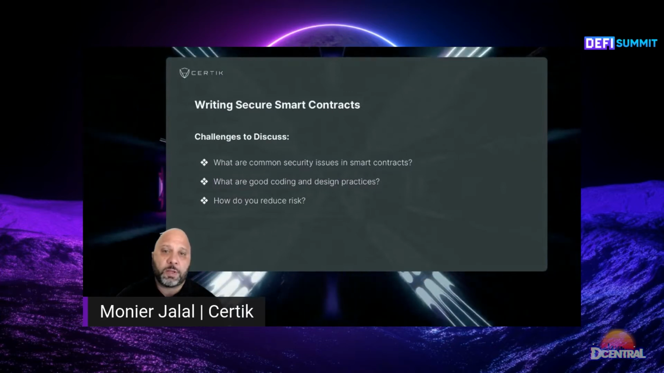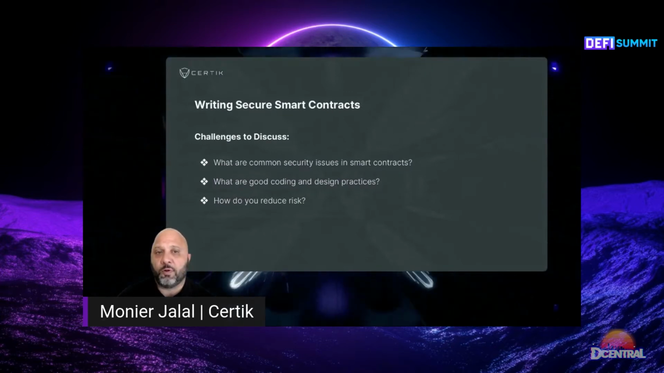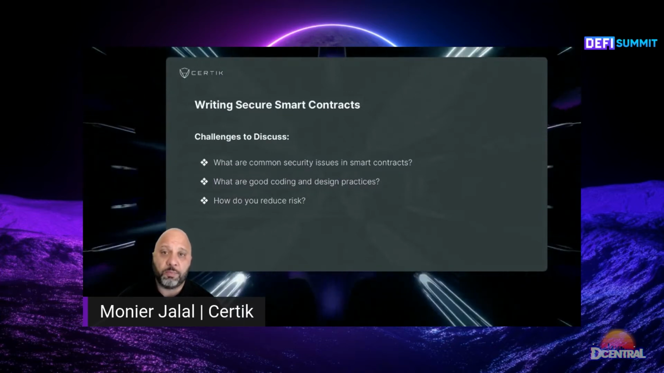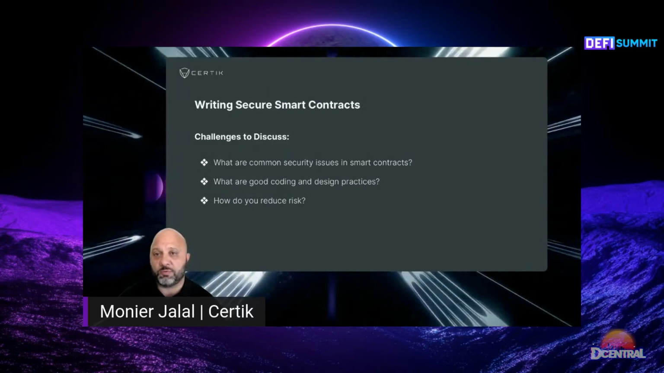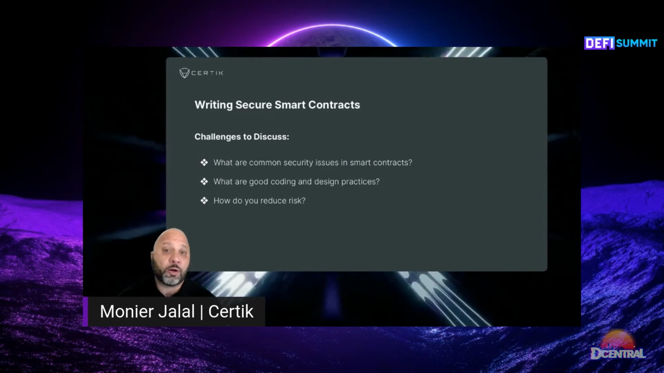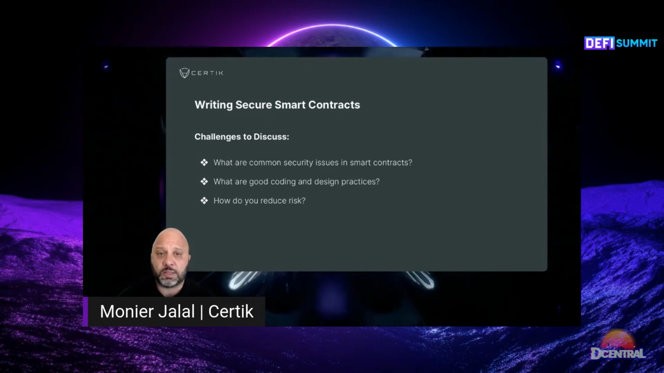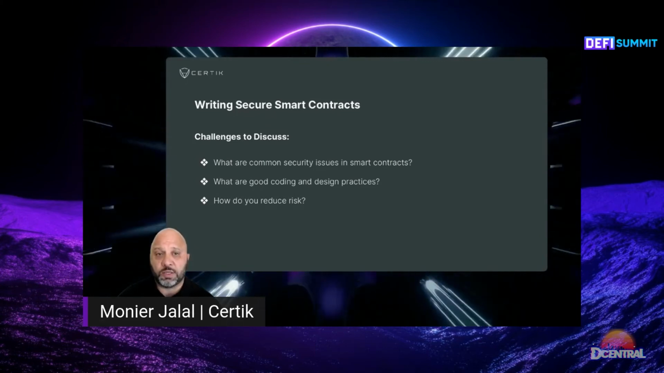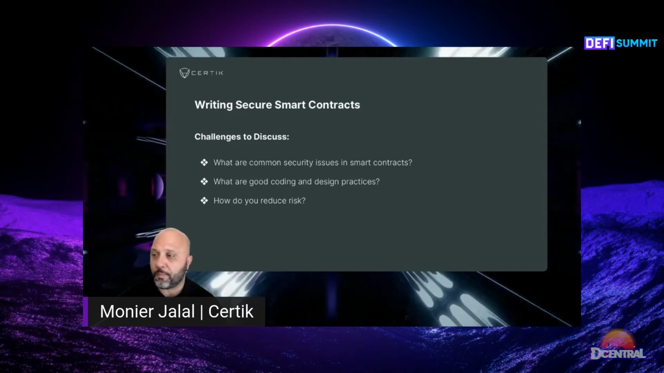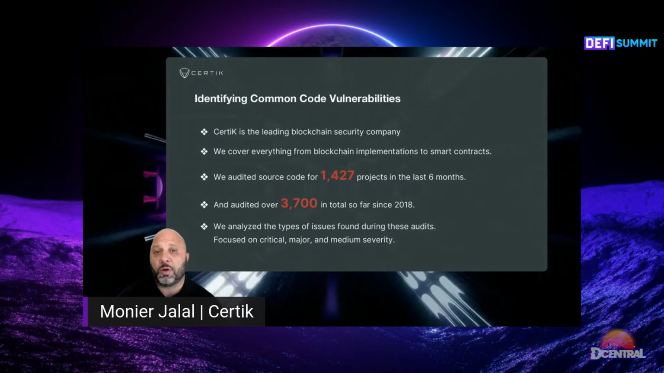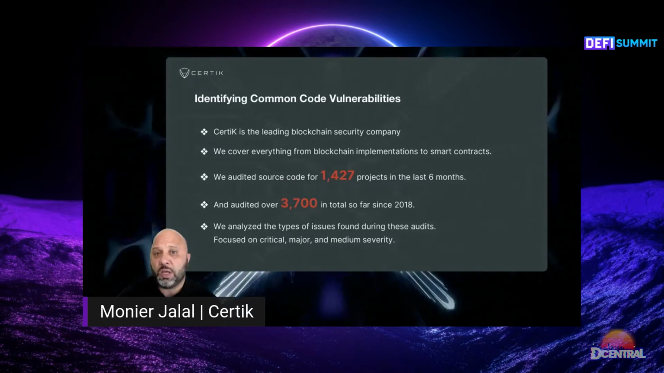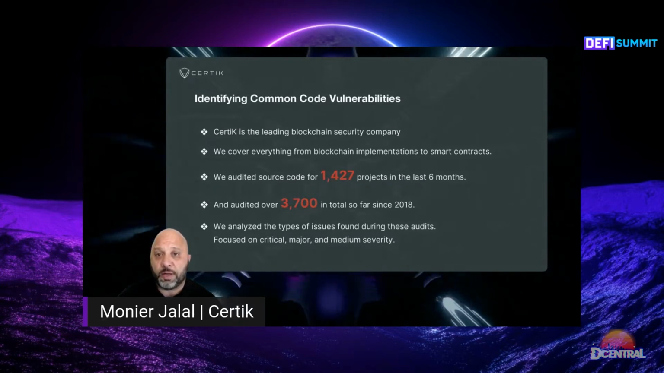Okay, so let's spend some time discussing the challenges involved when writing secure code. In particular, let's talk about what the common security issues are when writing smart contracts, what are good code and design best practices, and how do you reduce risk in general. So how do we begin to identify common code vulnerabilities? A code audit is a great place to start.